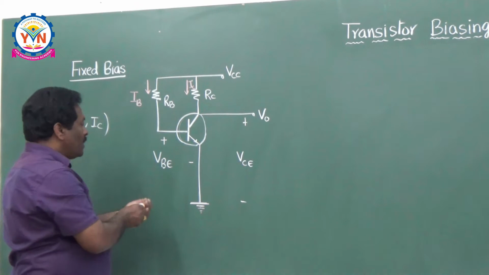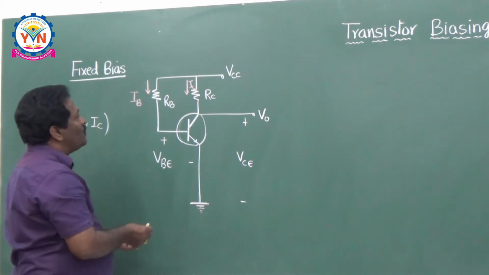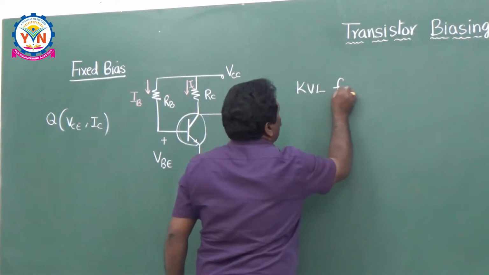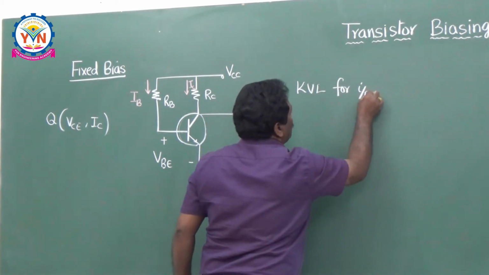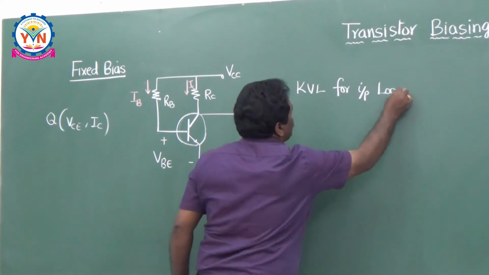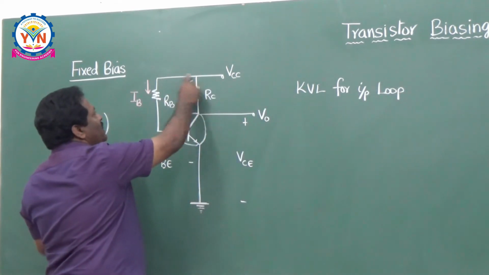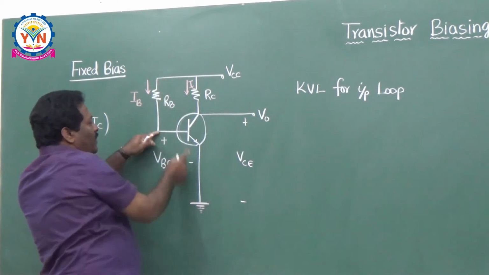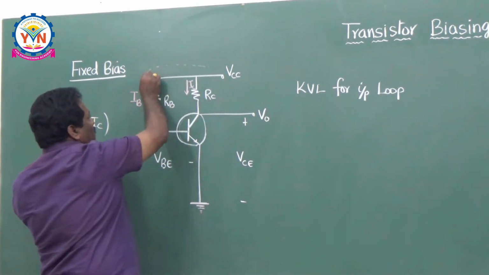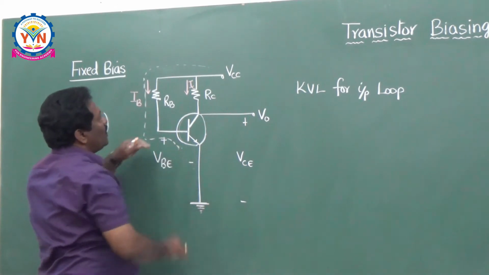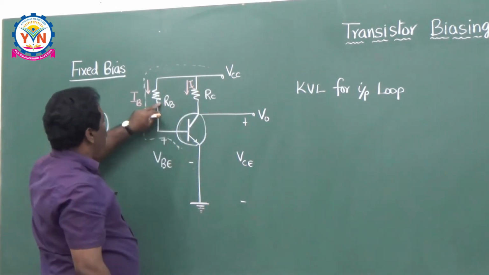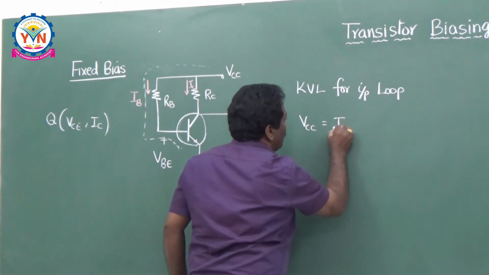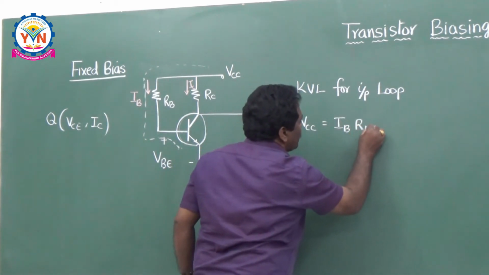Now, let me write the KVL for the input loop. If you write the KVL for the input loop, your applied voltage is VCC. VCC is equal to IBRB plus VBE. So, you are coming for this loop. This is the loop. Your applied voltage VCC is equal to IBRB plus VBE.